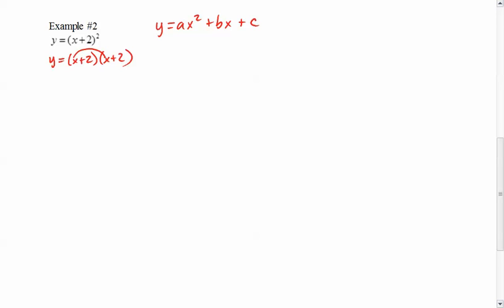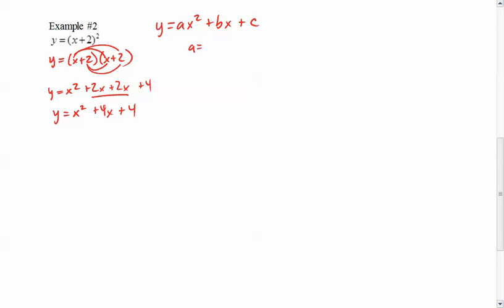So I go x times x, which is x squared. I go x times 2, which is plus 2x. 2 times x, which is another 2x, and 2 times 2, which is 4. And I combine the like terms, giving me x squared plus 4x plus 4. And so now it's in the right format.